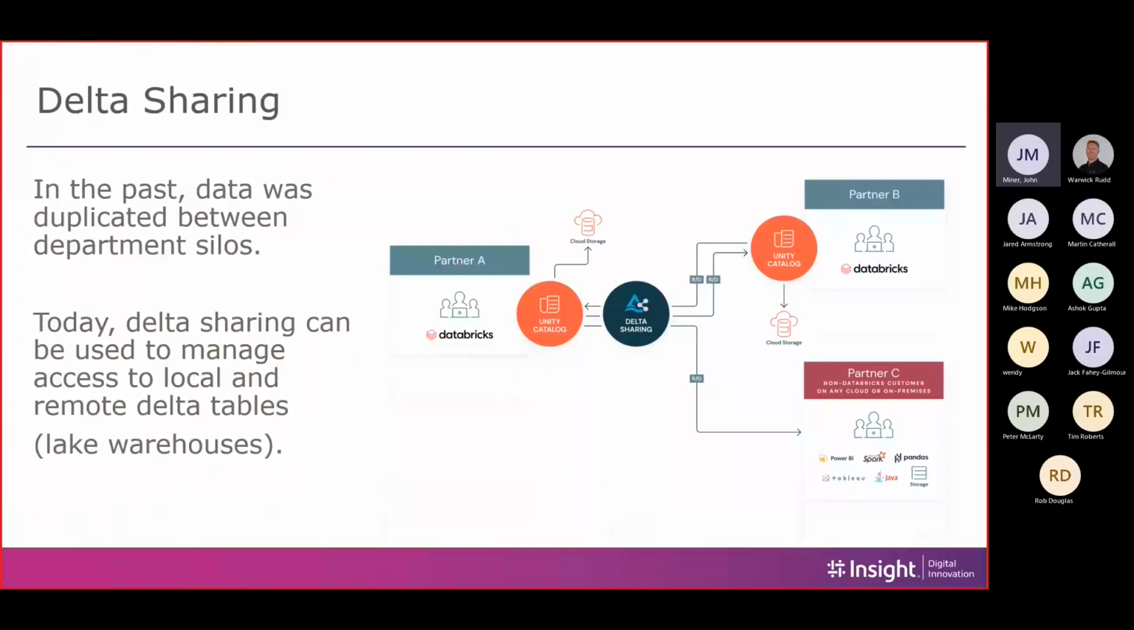Second thing, Delta Sharing. This is another reason why you want the Unity Catalog: Delta Sharing allows you to share from one place to another. So we can have partner B here, and we can say, hey, read only from partner A, or we can have it sharing out to partner C, which really doesn't even have Databricks. Maybe they're just using Tableau or Power BI. Guess what? Delta Sharing allows you to get there.